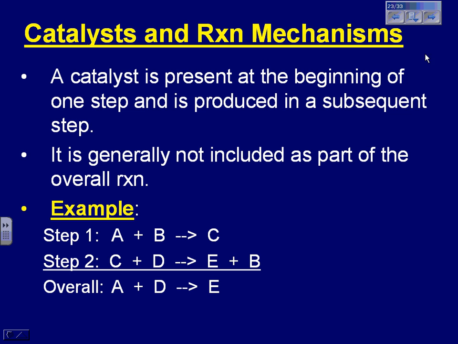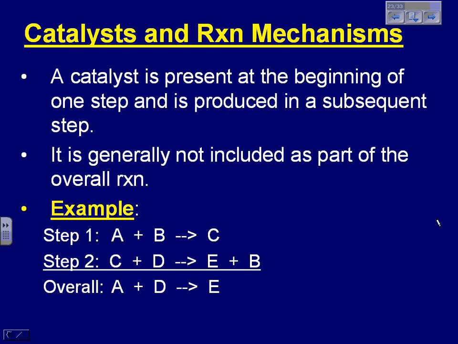Oh, no, another definition. Catalysts. A catalyst is present at the beginning of one step and produced in a subsequent step. It is generally not included as part of the overall reaction. Let's take a look. So, in this particular reaction, we have A plus B to get C. Then we have C plus D to get E and B.